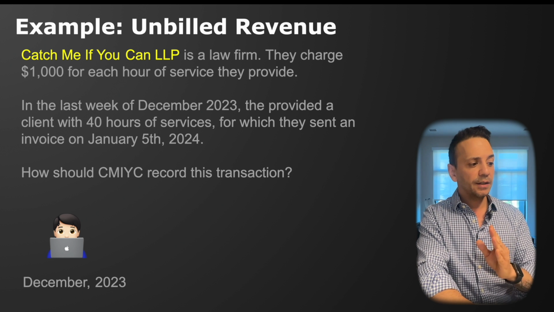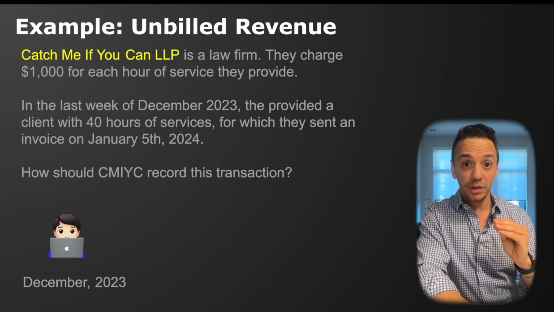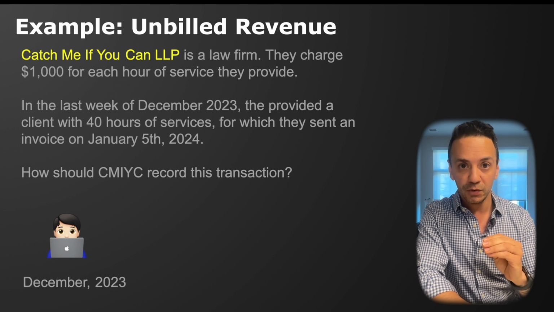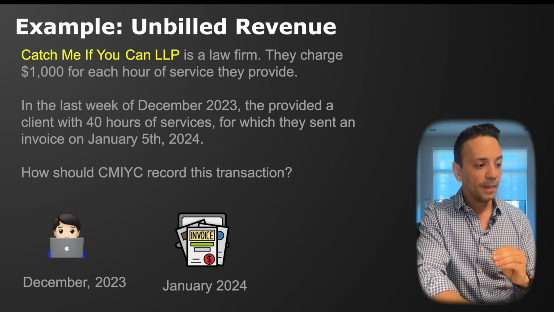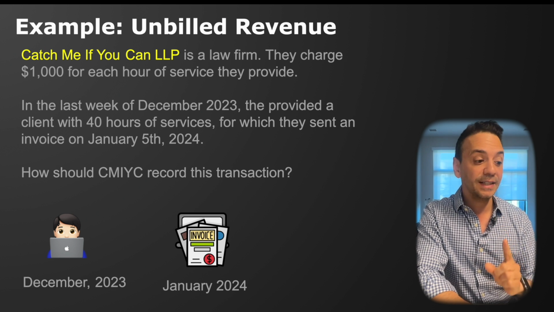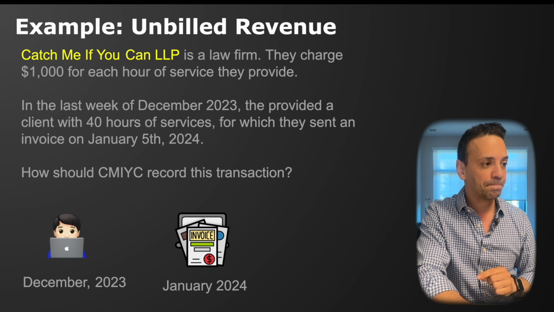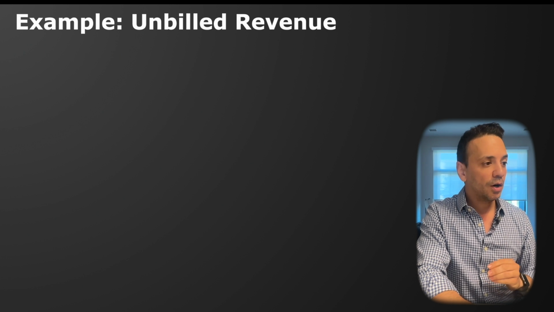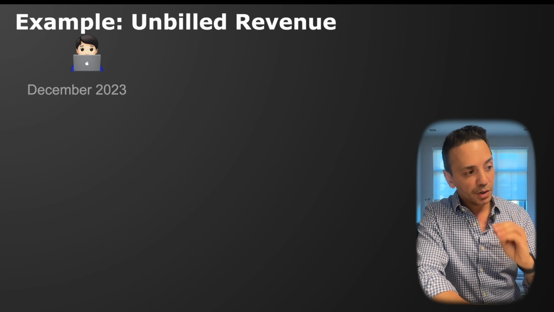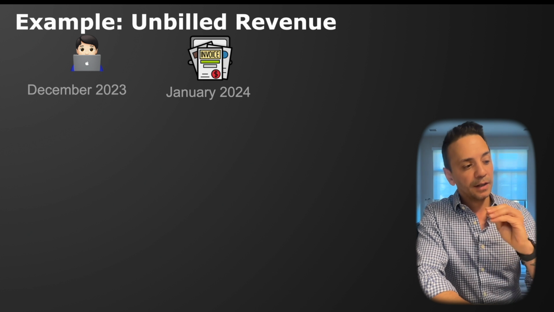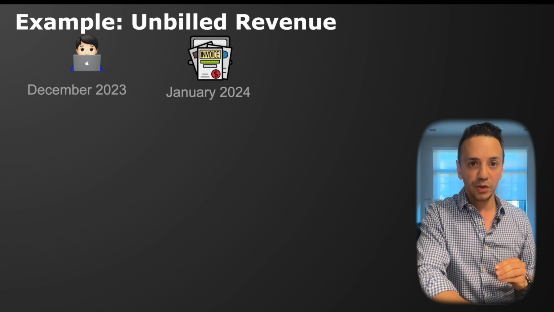So what we're looking at here is that the actual work was performed in December of 2023. However, the invoice was sent in January of 2024, right? So in the subsequent year. All right, let's go through the recording of this transaction. So services performed in December, invoice issued in January 2024.